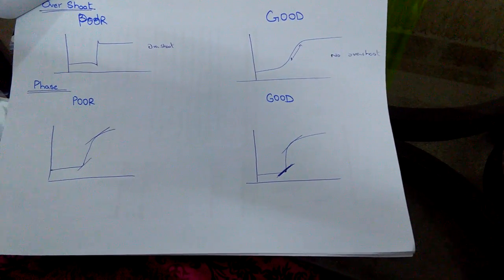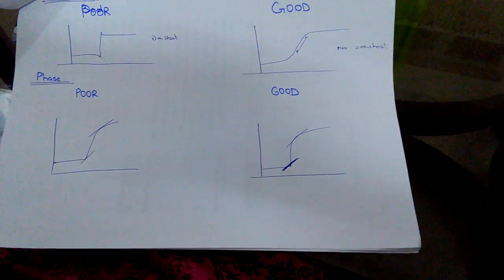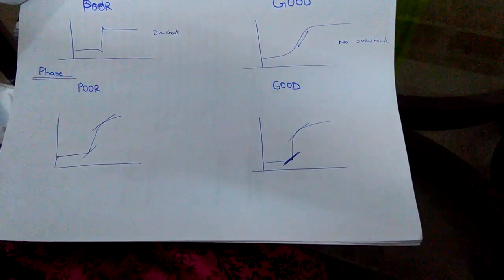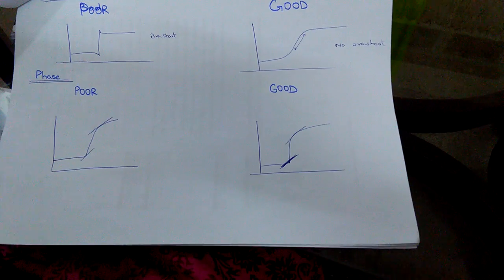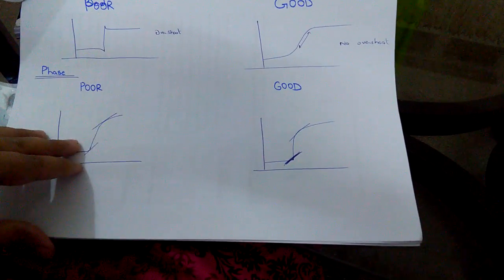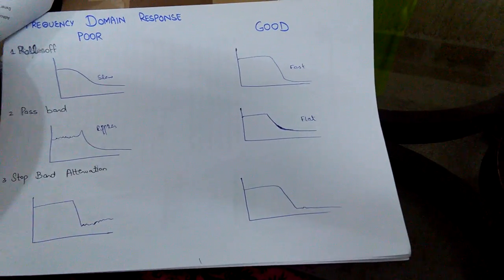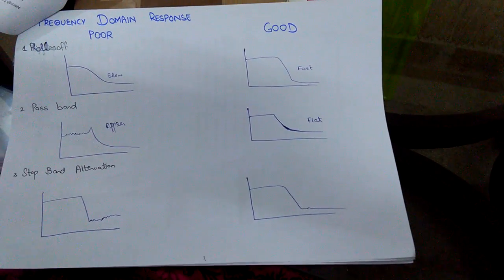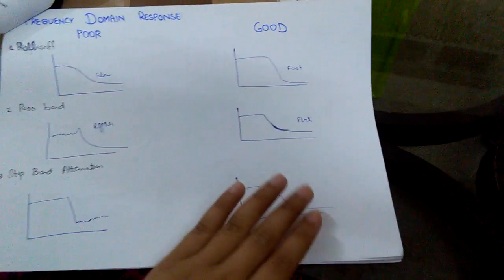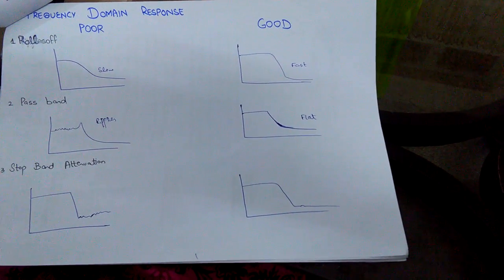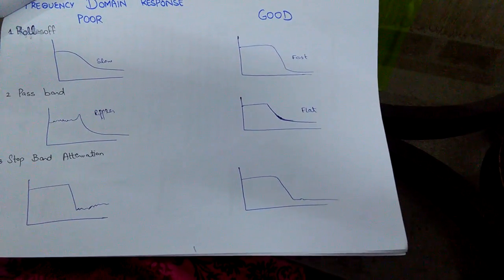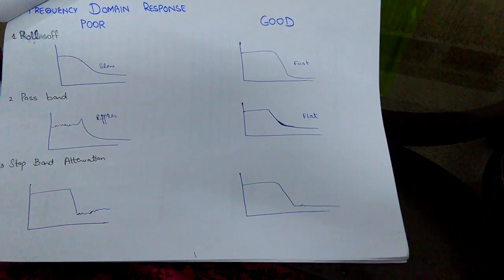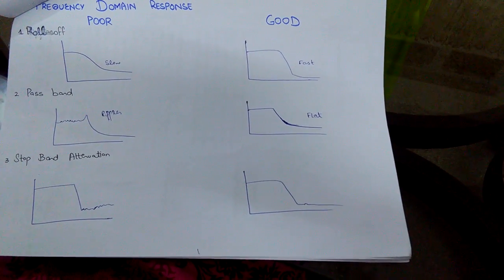While for phase, linearity is considered good, and non-linearity results in poor performance. Then we can read about frequency domain responses. Here are all the poor responses and here are the good responses. First is roll off. If the roll off is slow, then we consider it poor, and if the roll off is fast, we consider it good.